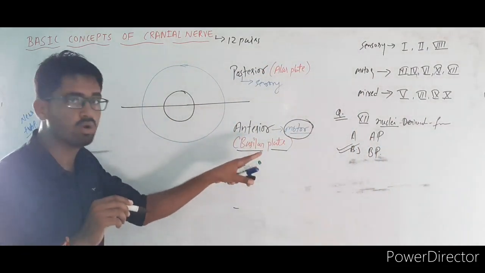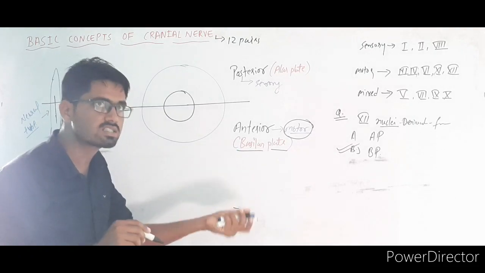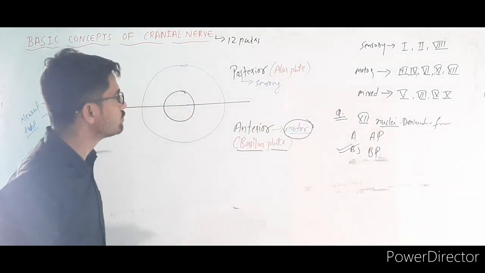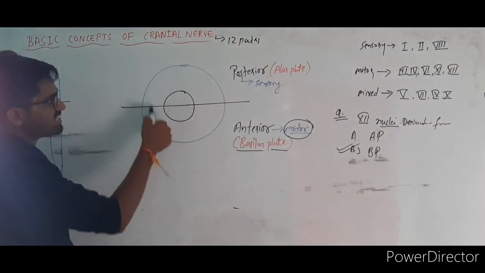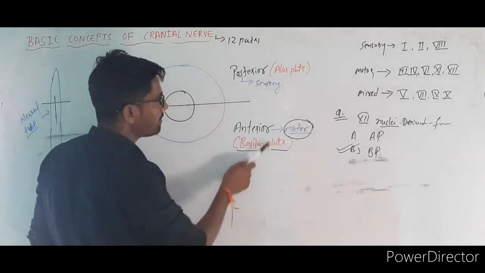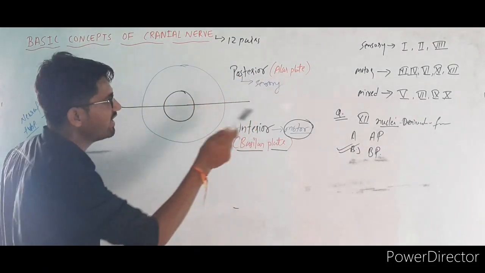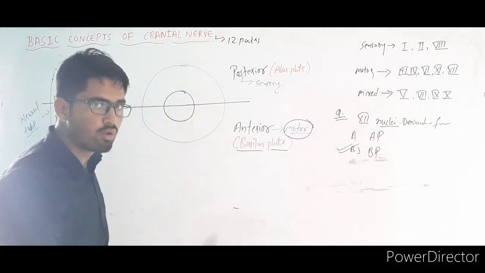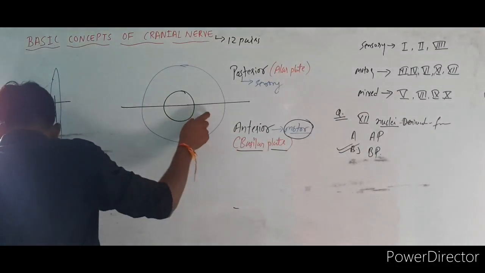So this is how in the PG exam the question is asked. The examiner is asking questions like this indirectly, right? So this is the neural tube cut section, posterior part, anterior part. The anterior part is derived from the basilar plate and the posterior part from the alar plate, right? Posterior is the sensory and this is the motor. These things you have to remember, you should know.